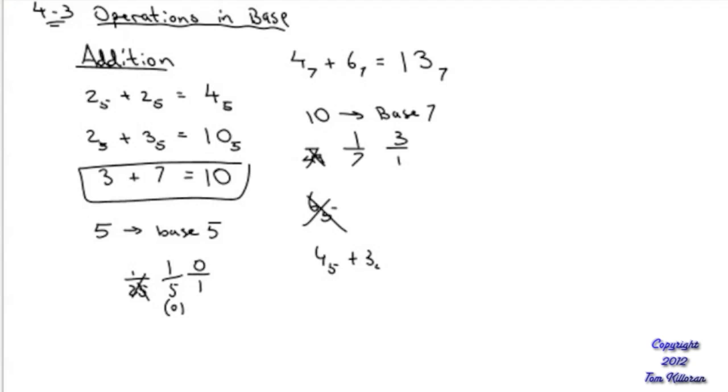What's 4 plus 3? 7. 5 goes into 7 how many times? With a remainder of? So there's no symbol for 7 either. And that's what I'm trying to figure out. There's only 0, 1, 2, 3, 4. So you can't write anything higher than the base.